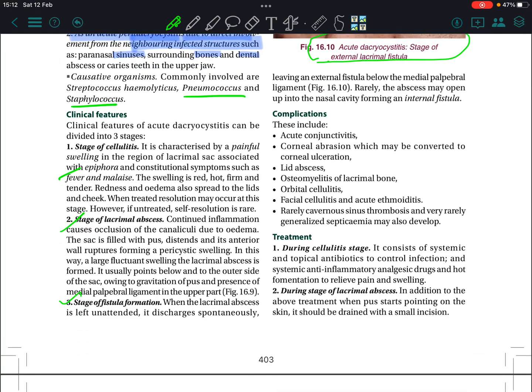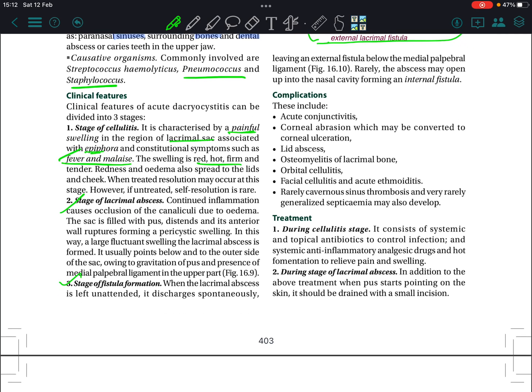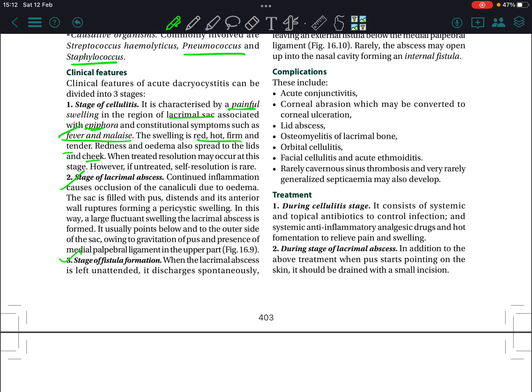Stage of cellulitis: it is characterized by painful swelling in the region of the lacrimal sac associated with epiphora. Constitutional symptoms such as fever and malaise occur. Swelling is red, hot, firm, and tender. Redness and edema also spread to the lids and cheek. When treated, resolution may occur at this stage. However, if untreated, self-resolution is rare.